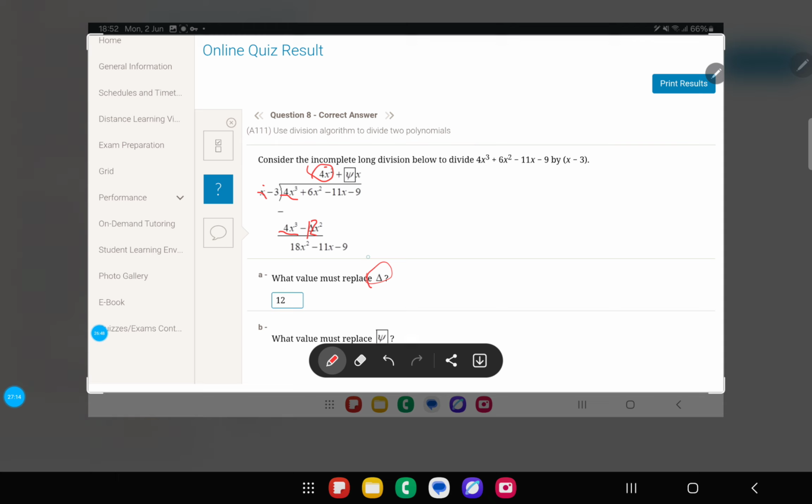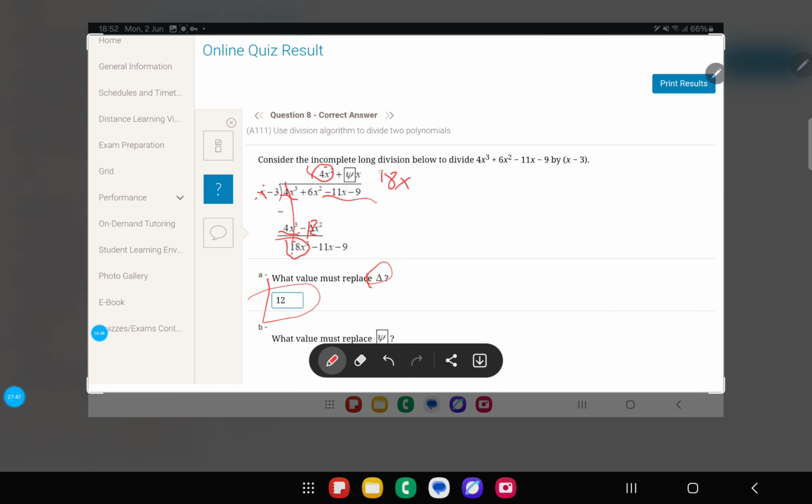Okay, they're asking us what the sign is. It's 12. We don't put negative 12 since the negative is already there. They gave it to us. Okay, now let's continue. Now we subtract them, we cancel these two. Now 6 minus negative 12 becomes 18x squared, and we bring down the numbers, 18x squared minus 11x minus 9. Now we do 18x squared divided by x, it's just going to be 18x.